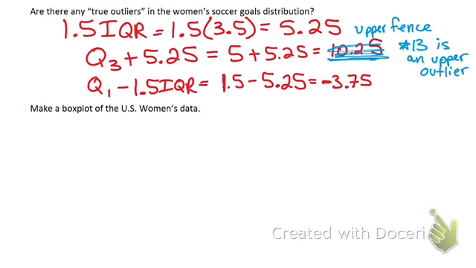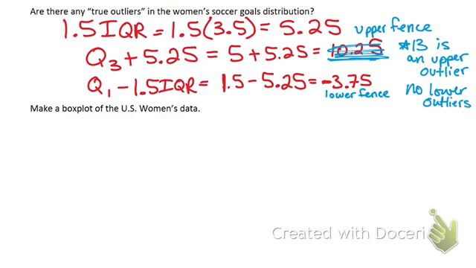Negative 3.75. Now, is there any value in our data that is less than negative 3.75? I should hope not, since these are goals scored by the soccer team, right? So this negative 3.75 was our lower fence. Because there are no values less than that, what do we know about the lower outliers? There are none. No lower outliers.